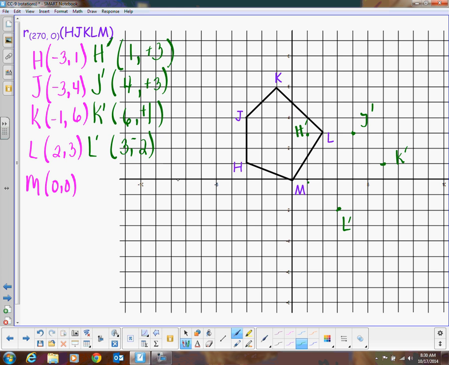Once you switch them, you take the opposite of the second one only on 270. On 90, it's the first one that goes opposite. M, we need M prime. Switch the 0 and the 0 and take the opposite of 0. So that means that is M prime. So now you should be able to take your straight edge and go from M prime to H prime to J prime to K prime to L prime to M prime. Done. That is a rotation of 270 degrees about the origin.